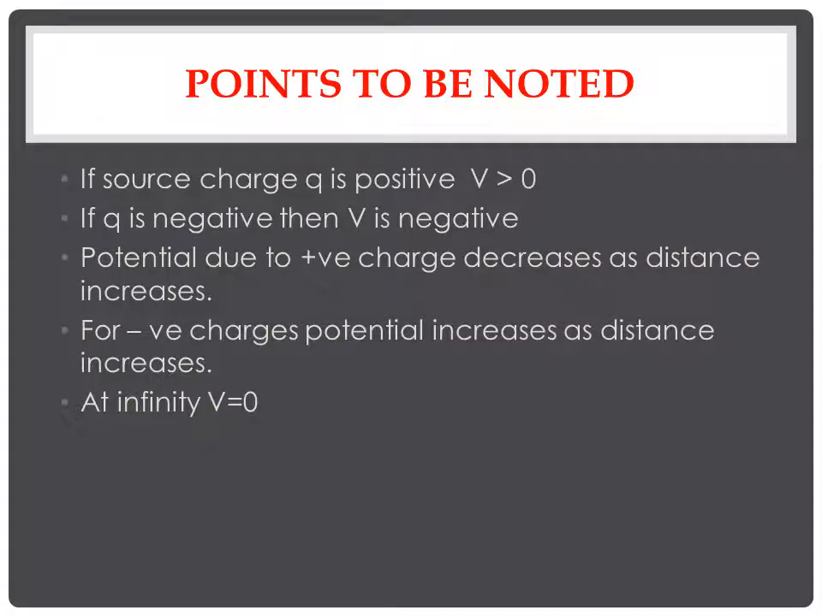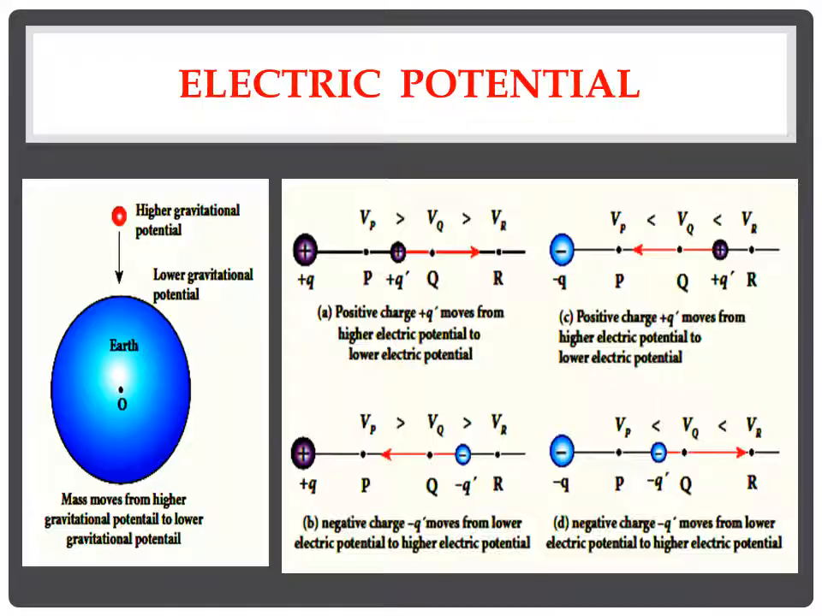So the points to be noted over here: if the source charge Q is positive, V is greater than 0. If Q is negative, then V is negative, V is equal to minus 1 by 4 pi epsilon naught Q by R. Note the point: the potential due to the positive charge decreases as distance increases. For negative charges, potential increases as distance increases, and at infinity, V is equal to 0.